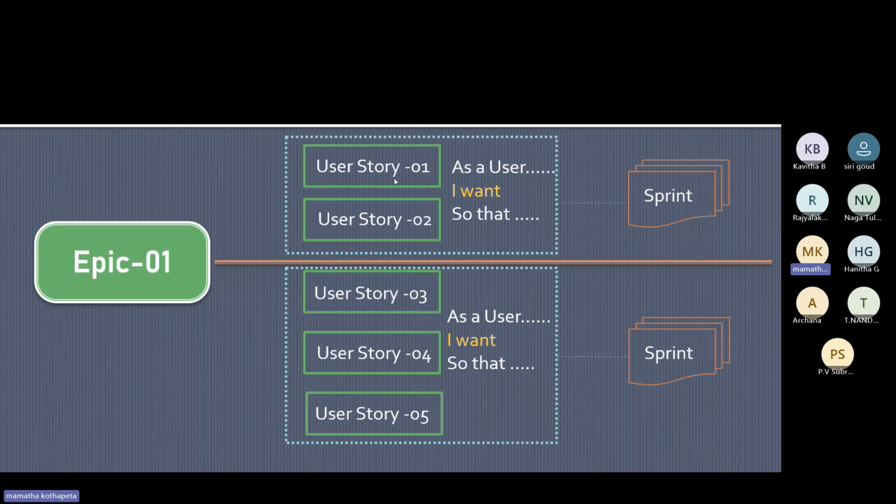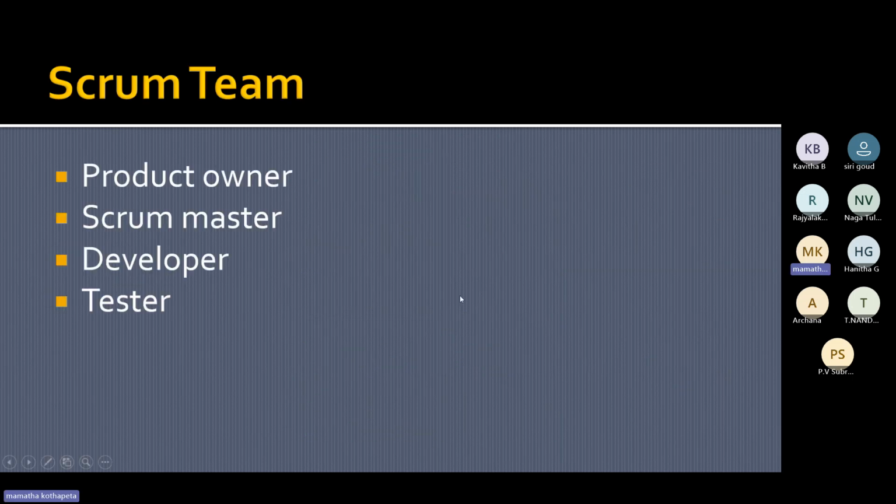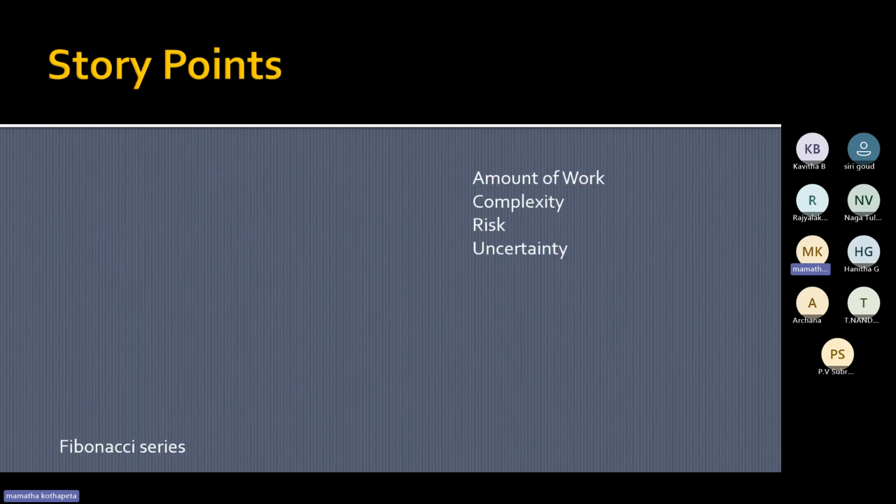Now, Epic 1 has user story 1 and user story 2. User story 1 will be assigned to one developer. User story 2 will be assigned to another developer. And user story 1 and 2 will be assigned to the tester. The developer will do the development. The tester will do the test case writing. This is how it will be. Now we know what a Scrum team is. We all discussed already. Nothing more to discuss.